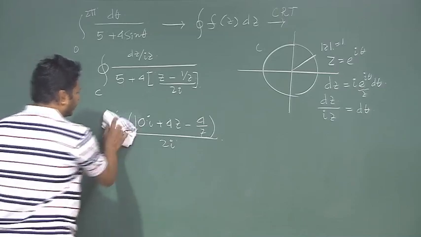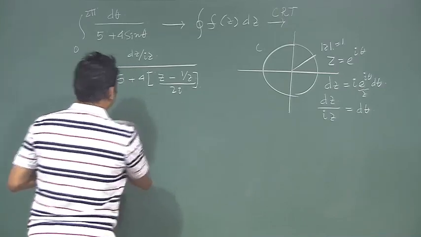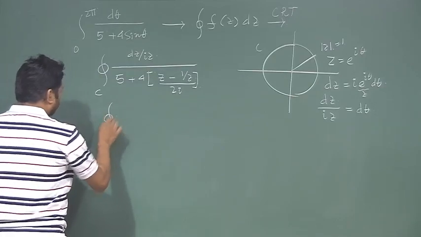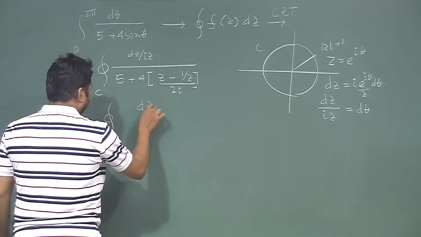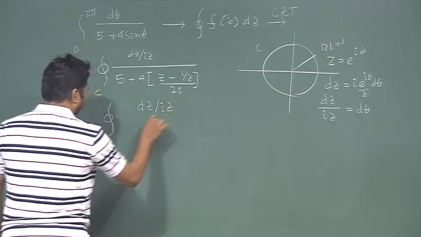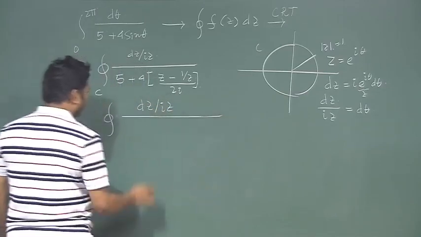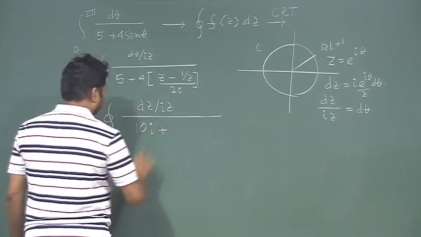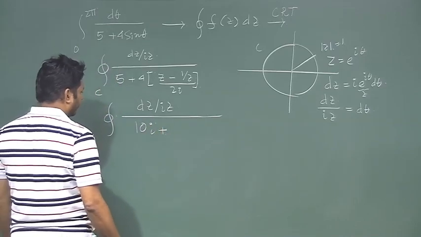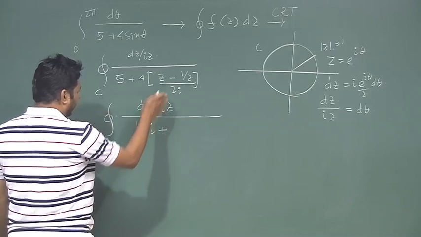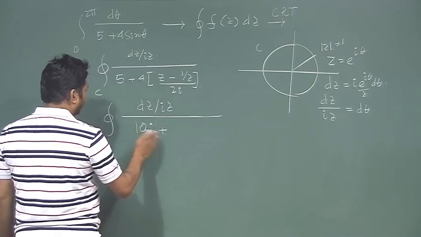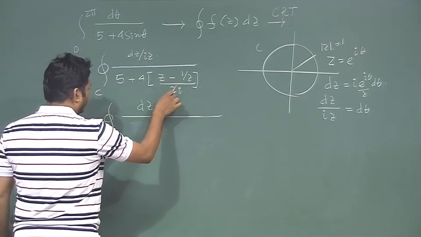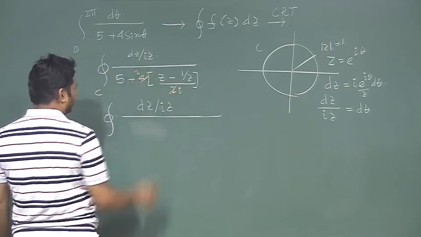Okay. So, it is better to do it directly here. There is no point in calculating separately. So, it is dz divided by iz divided by 10 I plus 10 I divided by... anyway, this 2 will be cut to the 4. So, I should not write it. This 2 and this 4 will cancel out. So, things will be easy.